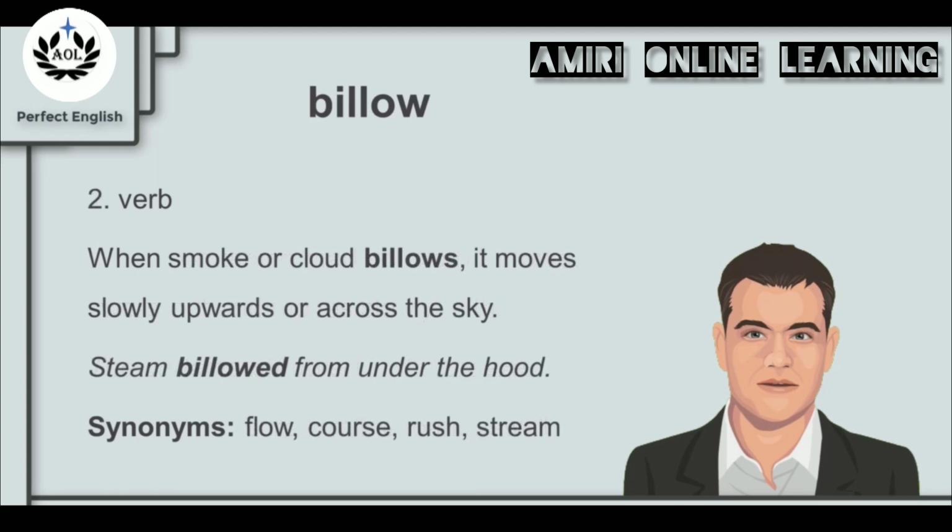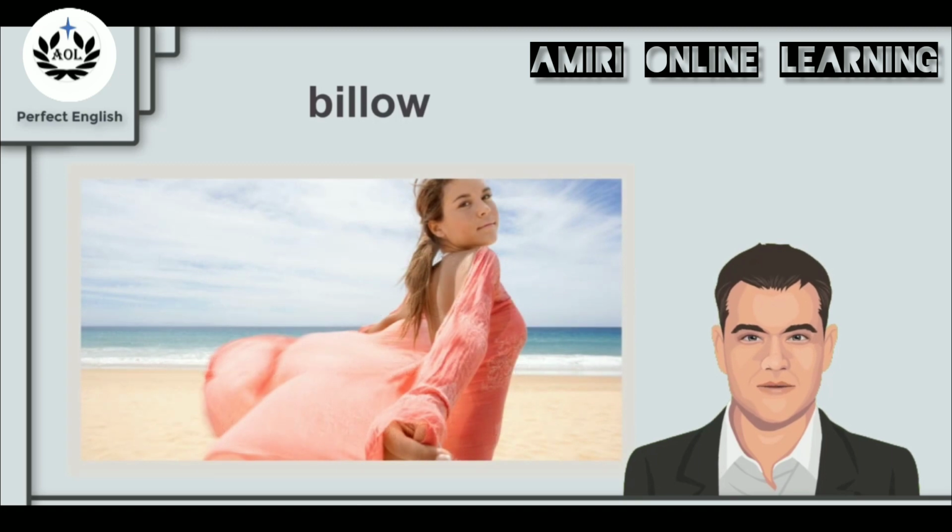And we can use below in a different meaning as well. When smoke or cloud billows, it moves slowly upwards or across the sky. For example, steam billowed from under the hood. And that usually means that the car is heating up. You need to stop and see what's wrong before you fry the engine. And synonyms for this meaning of below are the words flow, course, rush, or stream. So the next time you remember this picture, remember the word below and what it means.